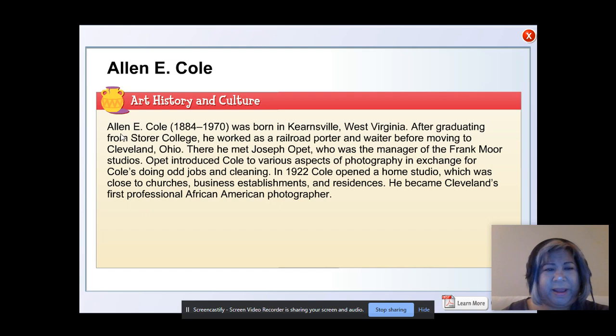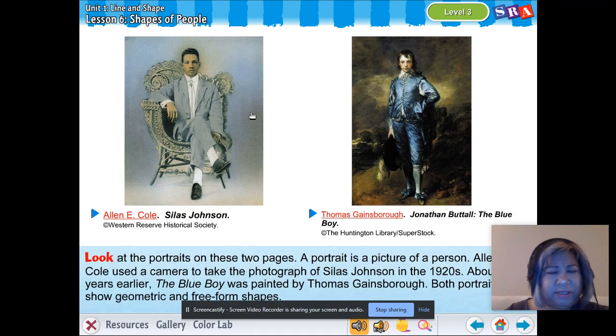A little bit about Alan Cole. He was born in 1884, and he passed away in 1970. He was born in West Virginia. After he graduated college, he went on as a railroad porter and then a waiter before moving to Cleveland, Ohio. There he met someone who introduced him to photography, and he started a studio. He became the very first professional African-American photographer. So even though it looks more modern than this, it really is kind of old also.